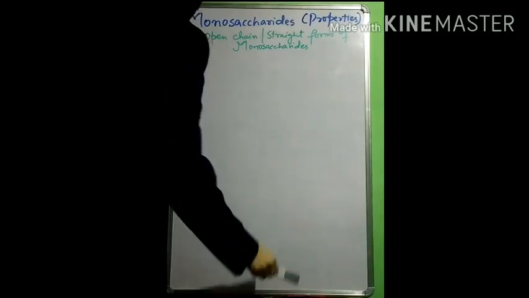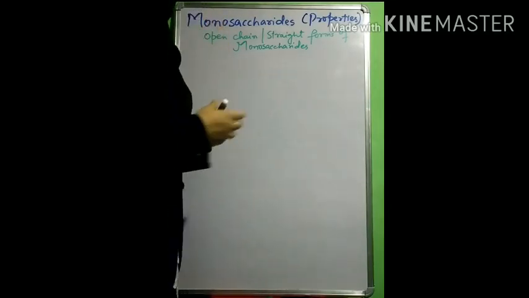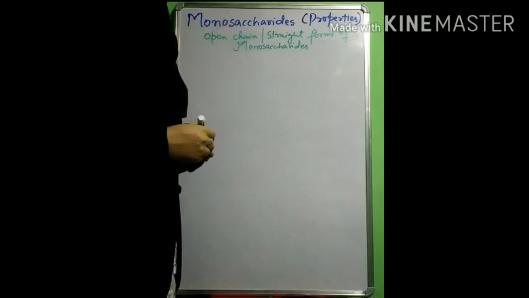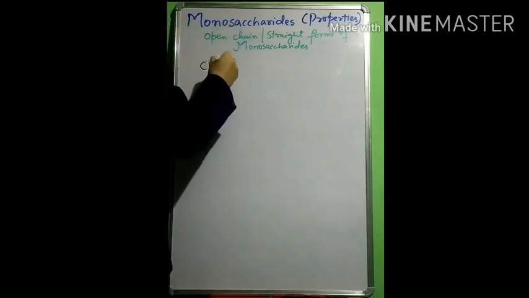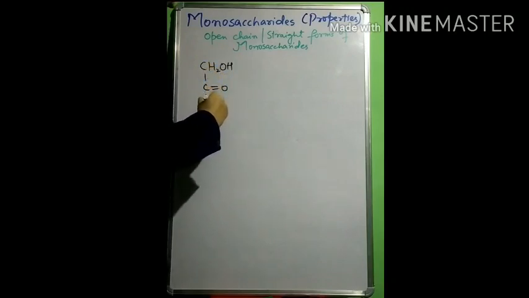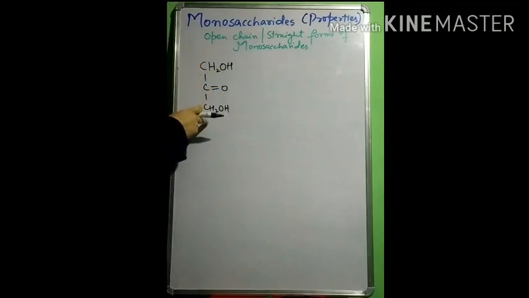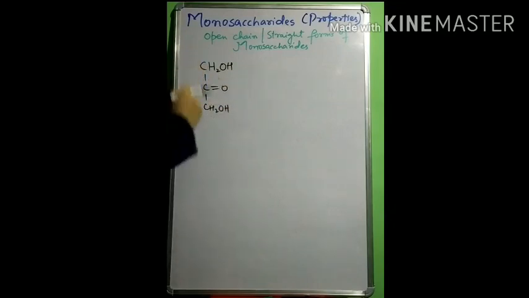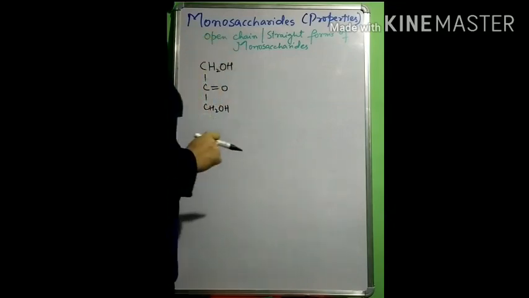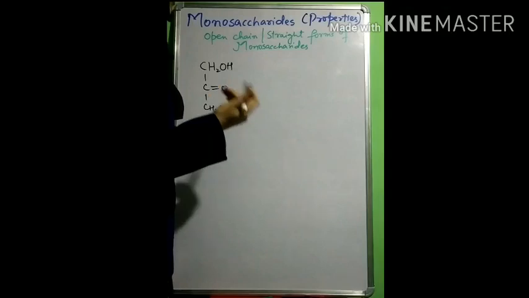Let me draw some monosaccharides, then we will analyze what category they belong to. I'll be starting with CH2OH, C double bond O, CH2OH. So this satisfies that requirement. Hydroxyl, hydroxyl, polyhydroxy, and it has got a ketone group. So it's going to be what? A carbohydrate or a monosaccharide.